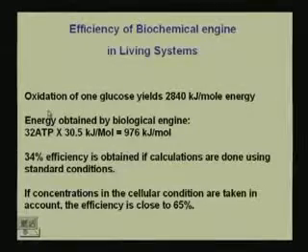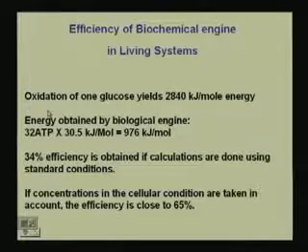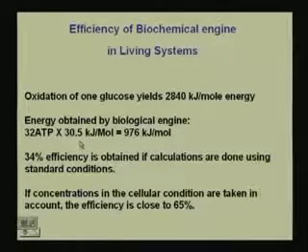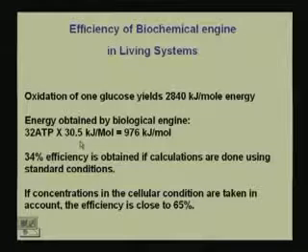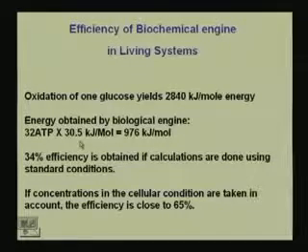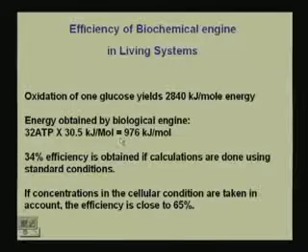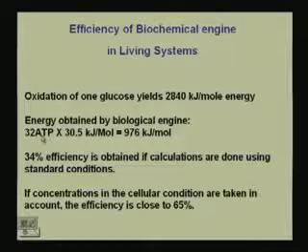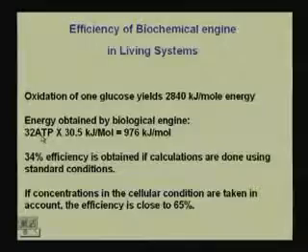If we consider the efficiency of the biochemical engine in living systems, the oxidation of 1 glucose yields 2840 kilojoules per mole of energy. That is a huge amount of energy. And the energy obtained by this biological engine is 32 ATP into 30.5 kilojoules per mole. That is the ATP hydrolysis, remember, 31 kilojoules. So that is the amount of energy we can get for the 32 ATP that are generated from your glycolysis, from your Krebs cycle and your oxidative phosphorylation.